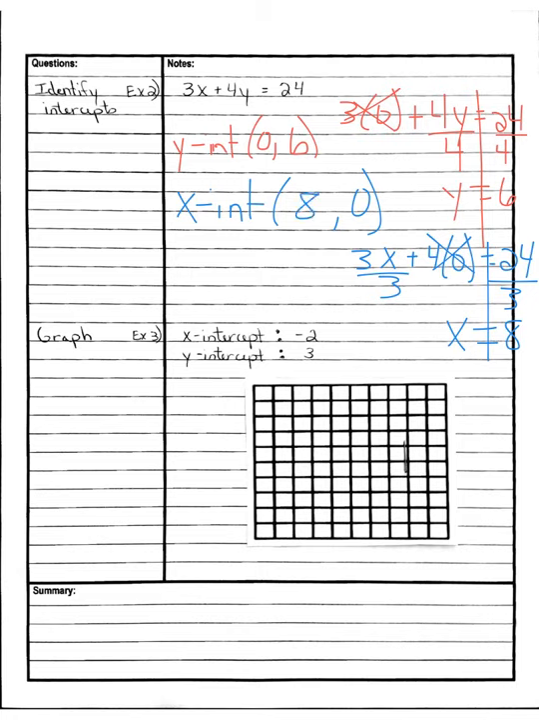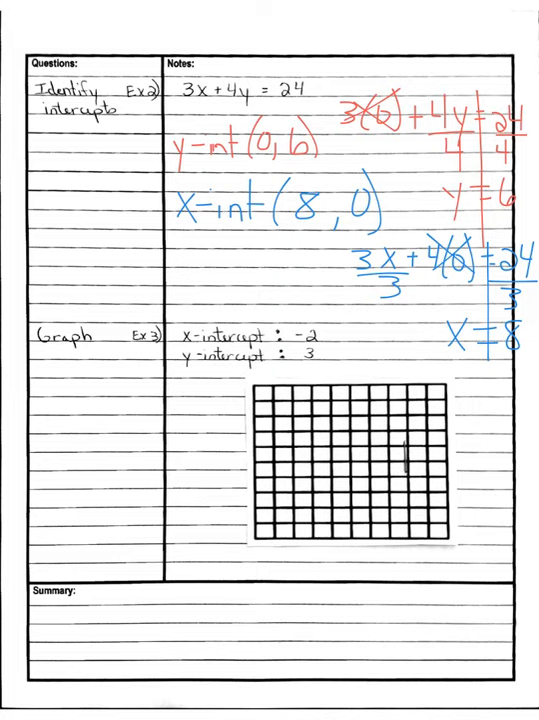So what this is saying is that the line is going to cross your x-axis, your x-intercept, at (8, 0). And the y-intercept, it's going to cross the y-axis at (0, 6). So that's how we can find the intercepts.